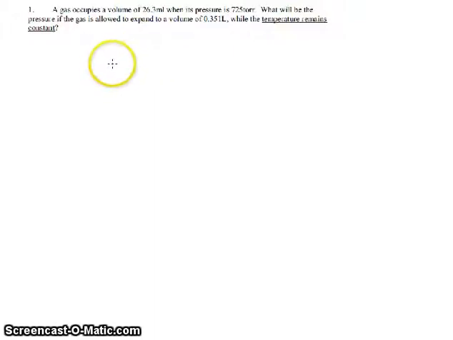Alright, let's take a look at another gas law problem here. It says a gas occupies a volume of 26.3 milliliters when the pressure is 725 torr. What will the pressure be if the gas is allowed to expand to a volume of 0.351 liters while the temperature remains constant?